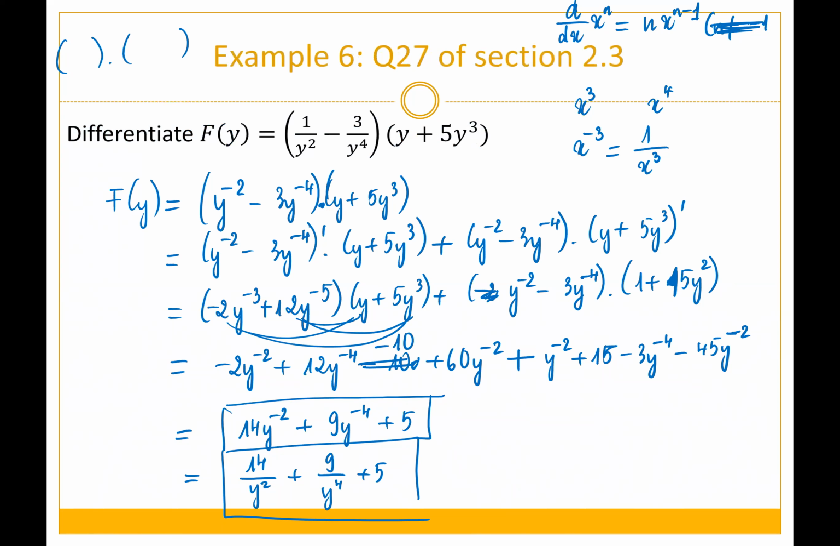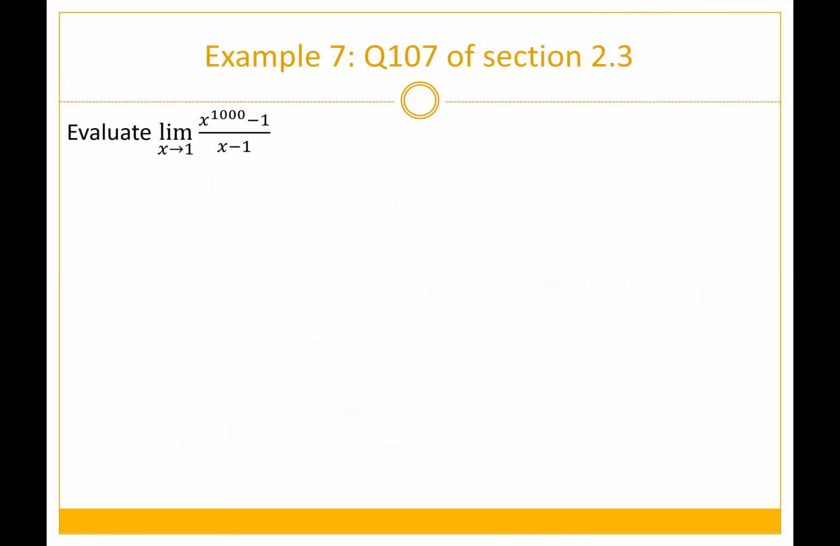So that is example 6. We're gonna go to example 7. It's question 107 in the book. This is one of my favorites. The first time I did my 140, I looked at this one and had no idea how to do it, but I feel like it's a very helpful one because it relates to the definition of the derivative. So when you look at here, it's the limit as x approaches 1 of x to the 1000 minus 1 over x minus 1.